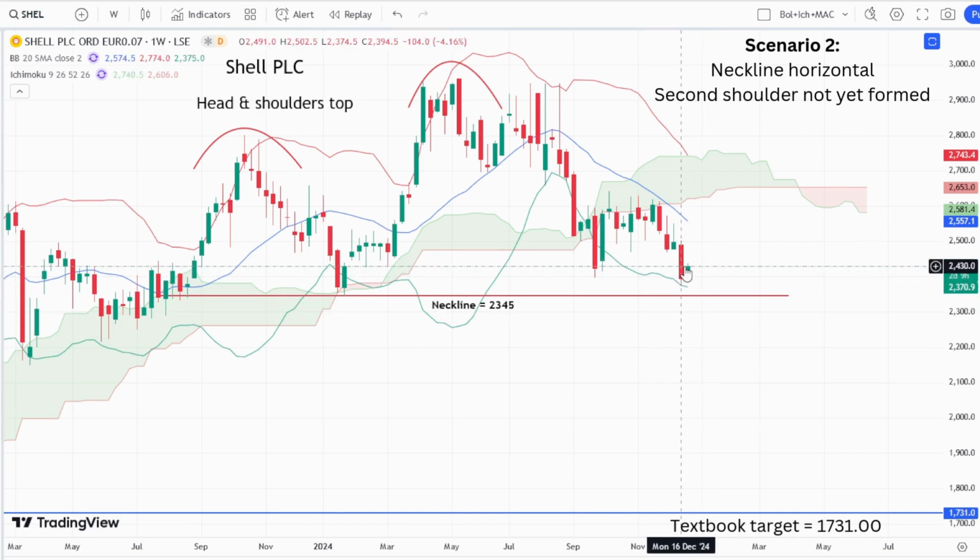So if Shell were to decline in the upcoming weeks, I think it is best to wait for a weekly close below 2345 just to confirm that scenario 1 is the correct scenario. Otherwise, if it bounces off 2345, then we have to take the assumption that scenario 2 is the correct scenario.